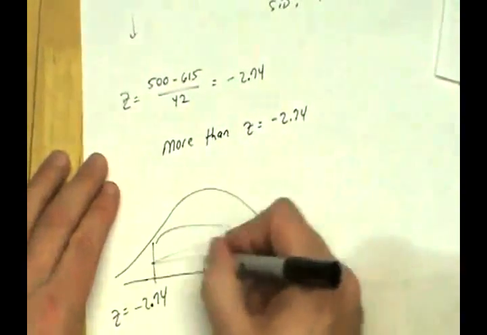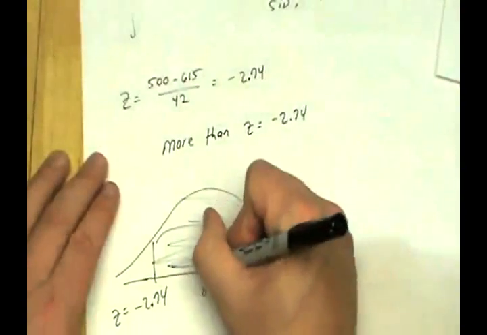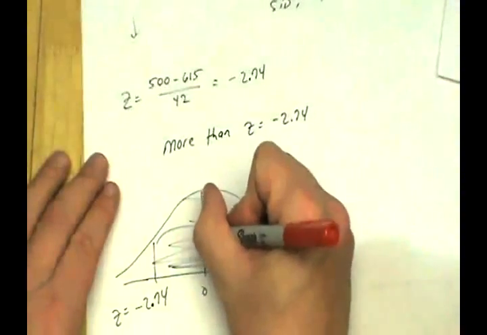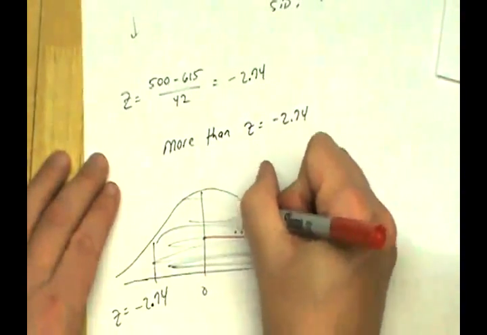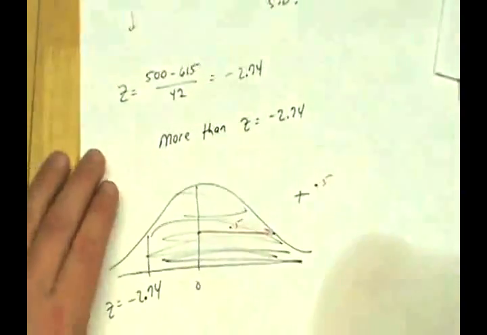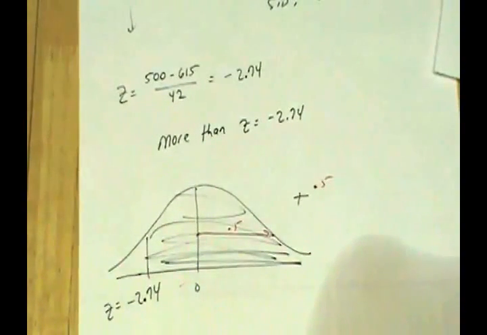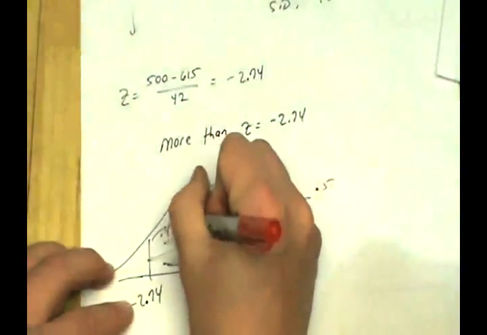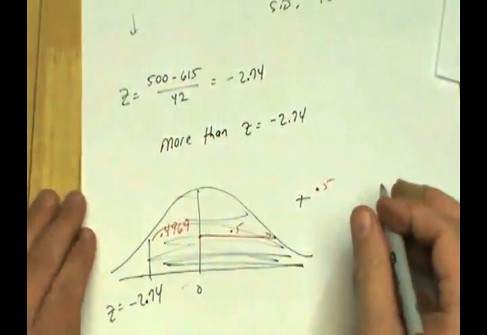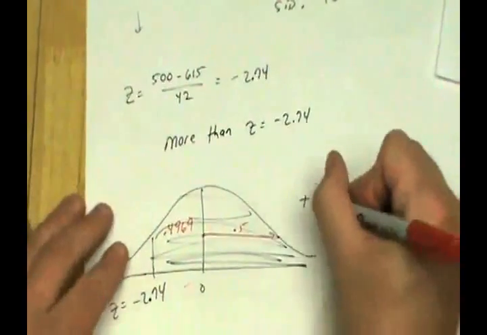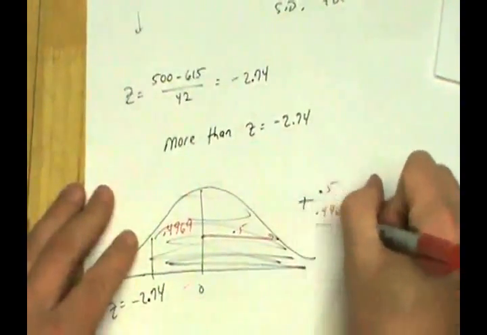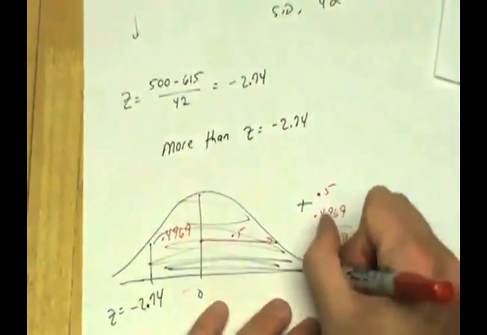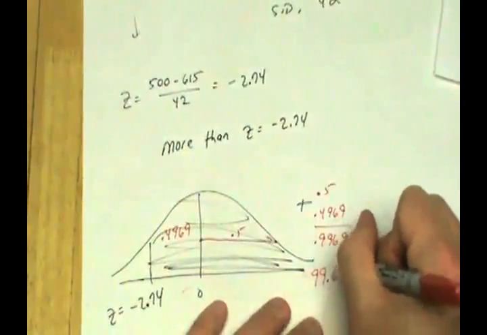More than is always to the right. We cross the 0, so we're going to add. In this case, the tail over here is involved, and in fact, everything from the mean over is half. We just have to look up the 2.74, which we notice is going to be 49.69. So that's right there. Okay. We add the 49.69, and we're getting back 0.9969 as the probability. 99.69 is the percentage.